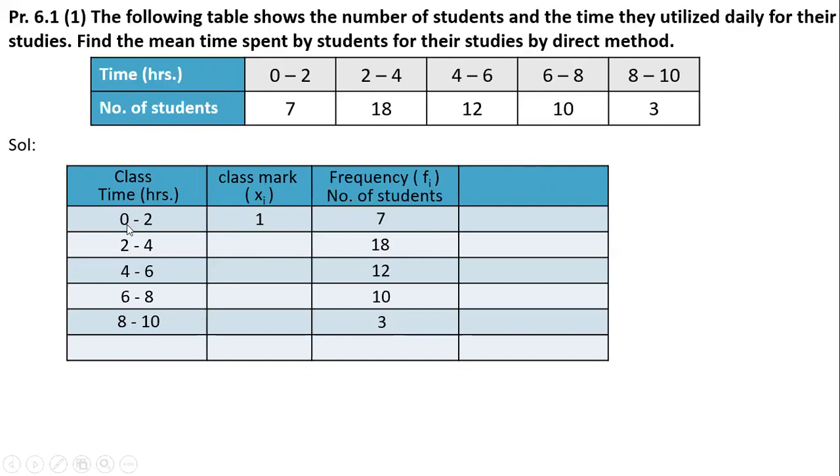Now see, let us find out what is class width. Now, by how much is it increasing from 0 to 2, by what number is it increasing? It is increasing by 2. So class width is 2. So let us add 2. 1 plus 2, 3. 3 plus 2, 5. 5 plus 2, 7. 7 plus 2, 9.